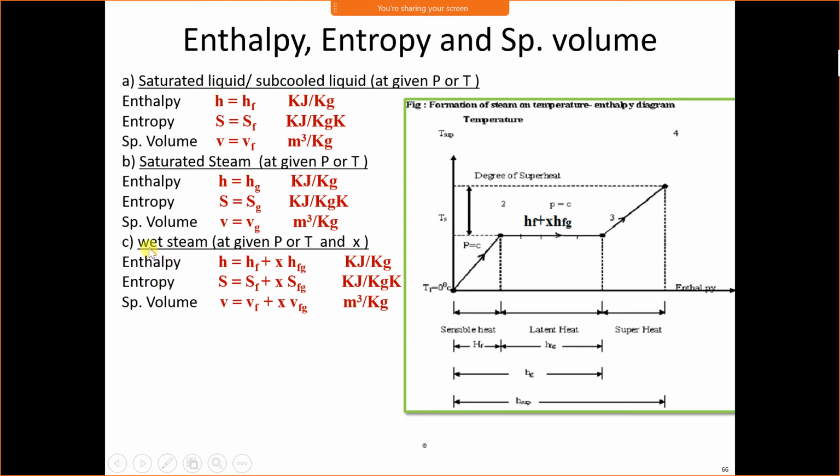Okay, for wet steam also, either pressure or temperature should be given, not both. Either pressure or temperature should be given, and x should be given. Value of x is compulsory because we have to use value of x in the formula. If the steam is wet and value of x is not given, then we need to calculate value of x first.